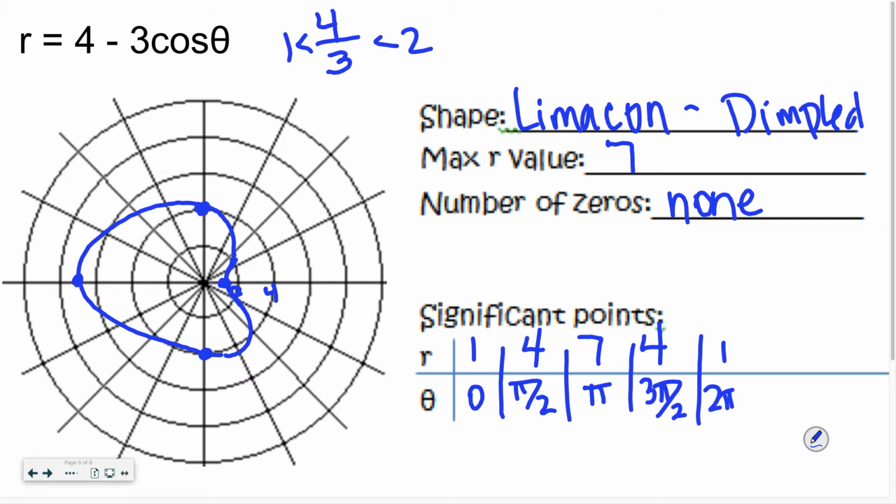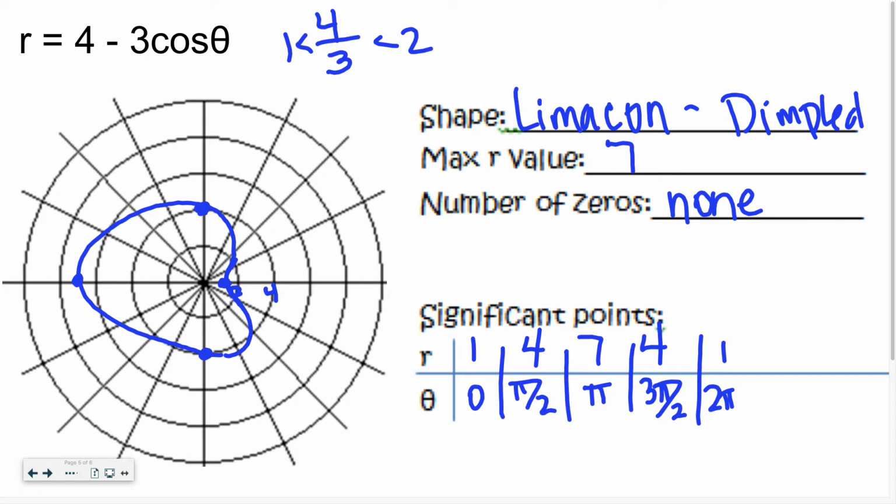Okay, you know what? I don't think that we need a fourth example. Yes? When you plug in the points, do you always... when we plug in pi, the cosine of pi is negative 1. So we have 4 minus 3 times negative 1. It changes it to a plus. Does that answer your question?